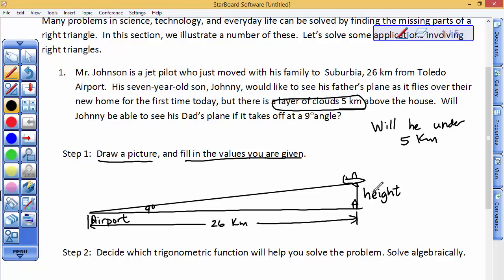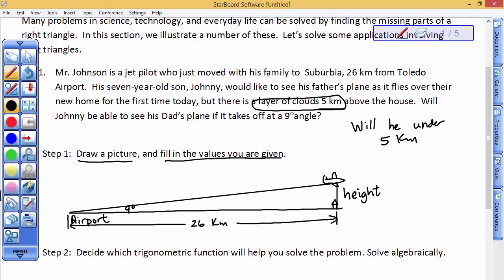What is the name of that side? With regards to this angle, isn't it the side opposite that angle? Then isn't this the side that's adjacent to it, because this is the hypotenuse? So opposite, adjacent. Oh yeah, that's tangent. So I would say that the tangent of a 9-degree angle is equal to the side opposite, I'm going to call the height x, over the side adjacent.